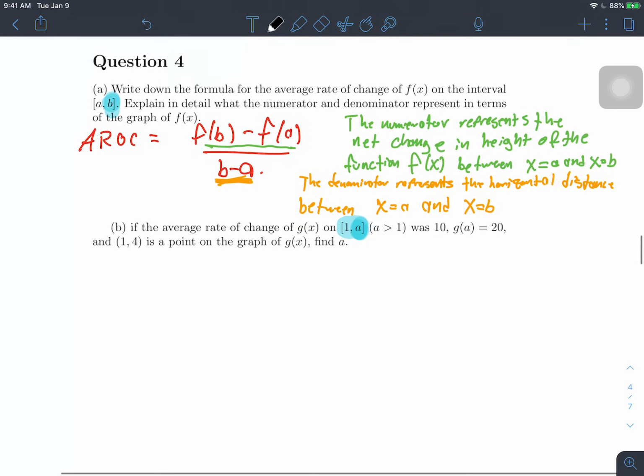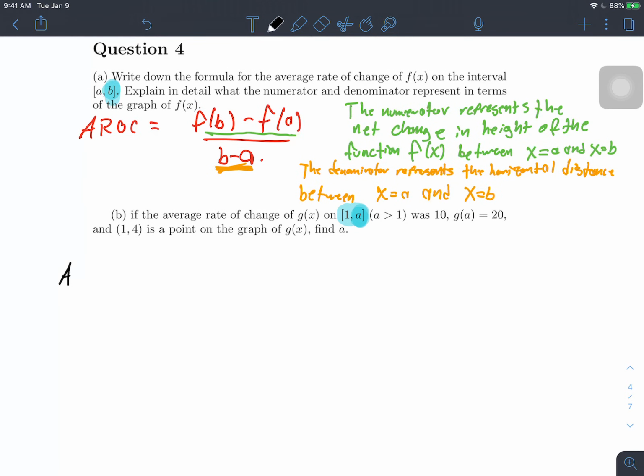So let's write it out. We know that the average rate of change should be equal to g of our right endpoint, happens to be a this time, minus g of our left endpoint, which is 1, all divided by a minus 1. Okay, our right endpoint less our left endpoint.